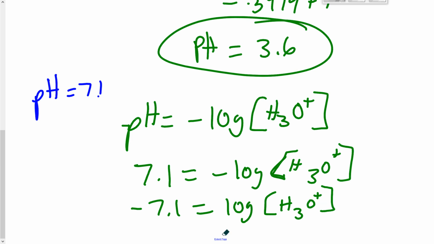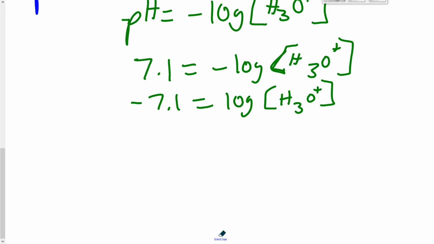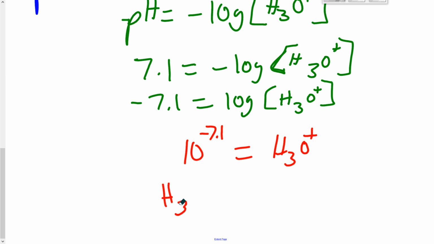Now I solve logarithms by switching to an exponential, because that's what all logs are asking. The base is 10, so 10 raised to negative 7.1 is the hydronium ion concentration. Whew, it's hard to say. Then I can do this on my calculator, and I get that the concentration level is approximately 7.9 times 10 to the negative 8.